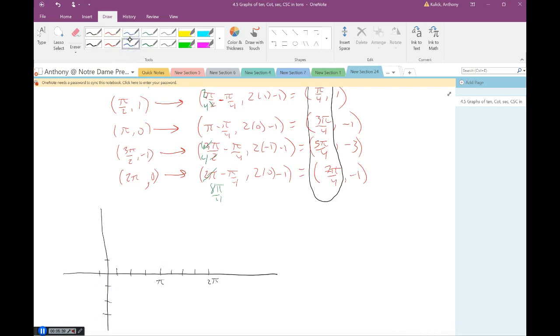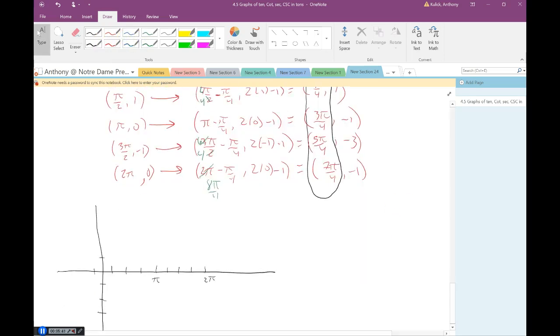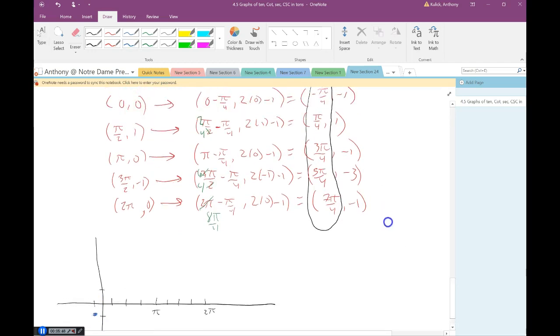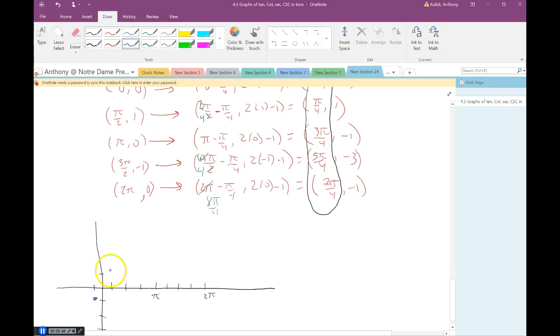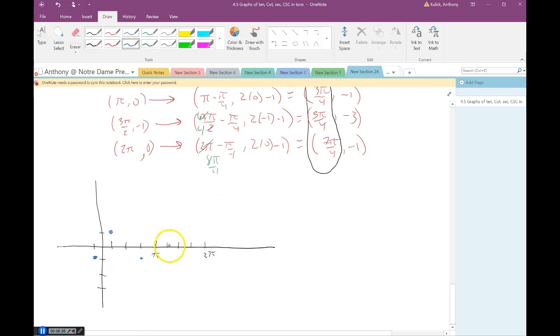Okay. Let's start plotting some points. So here is negative pi over 4, negative 1. Here is positive pi over 4, positive 1. Here is 3 pi over 4, negative 1. Here is 5 pi over 4, negative 3. And here is 7 pi over 4, negative 1.